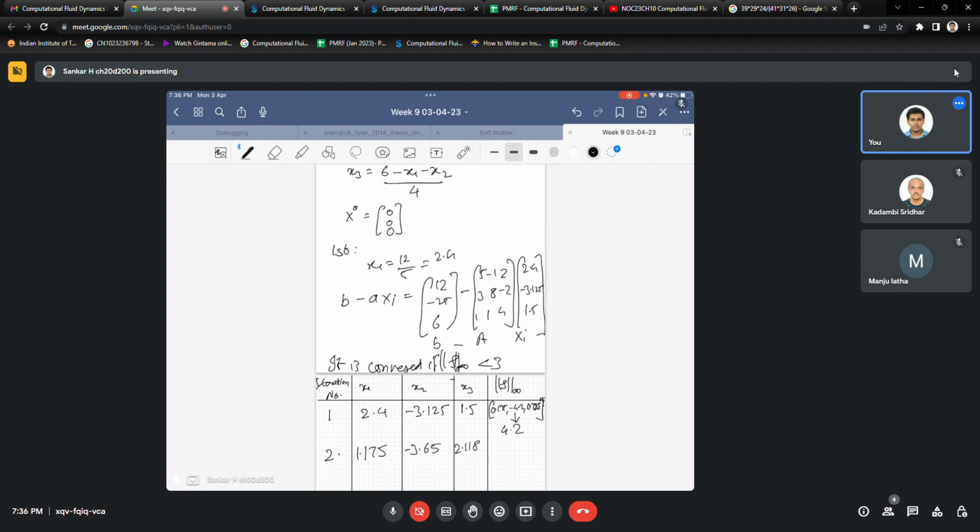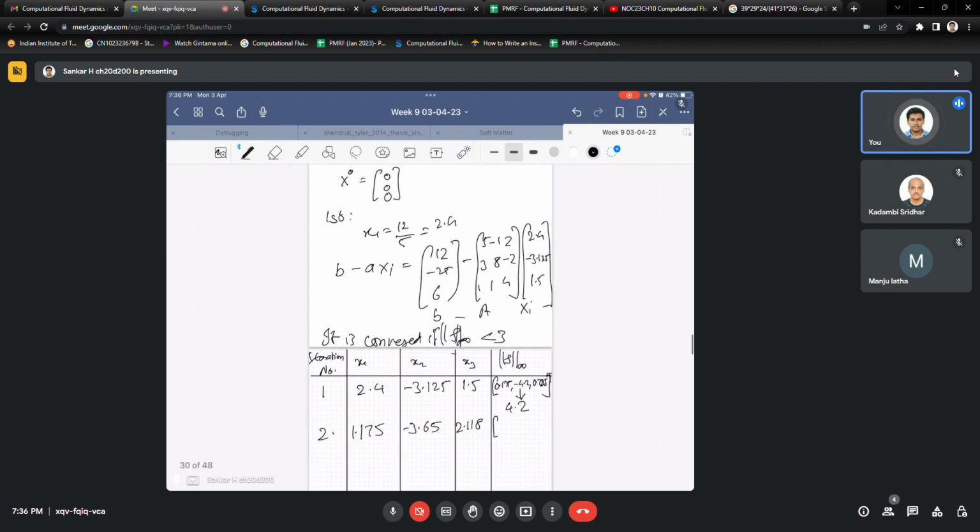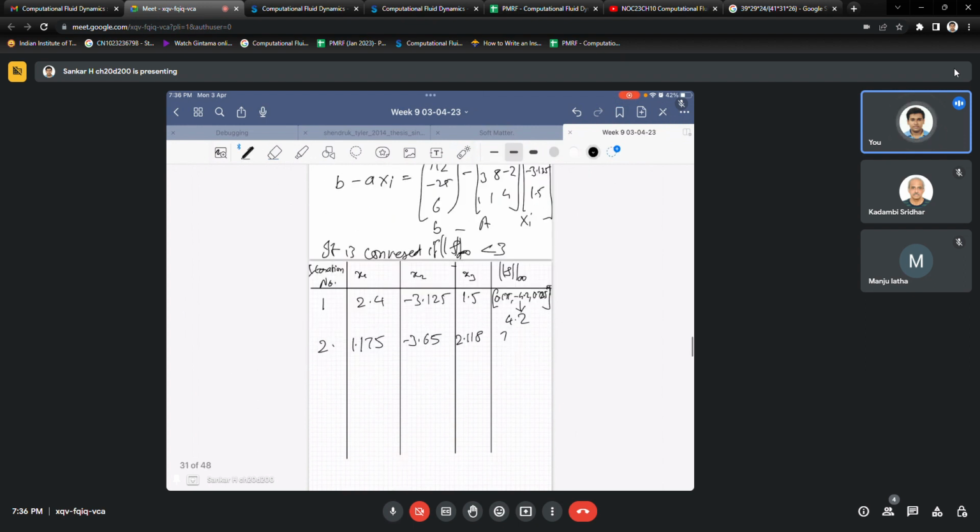2.118. Similarly, if we calculate the norm or the residual at this iteration, b minus A xi, where the b remains the same, the A matrix remains the same, only xi will change, and we'll have to use these values over here. We'll get the following vector as the residual vector: minus 0.89, minus 2.69, and I think it will be 1.75.